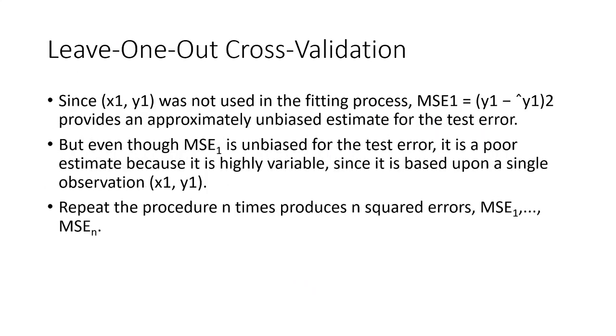Okay, so in the first step, the first observation, which is x1 and y1, is not used in the fitting process. So MSE1 is given by the actual minus y hat, where y hat is the predicted value, and this is squared. This value provides an approximately unbiased estimate for the test error. But even though MSE1 is unbiased for the test error, it is a poor estimate because it is highly variable, since it is based upon a single observation.